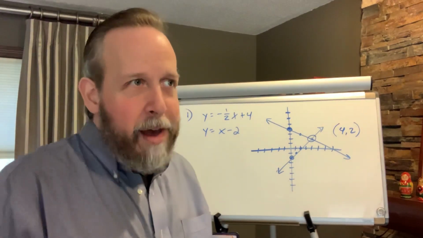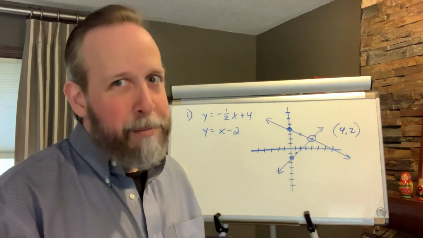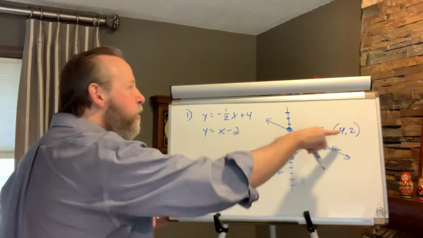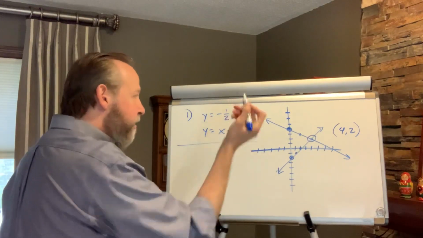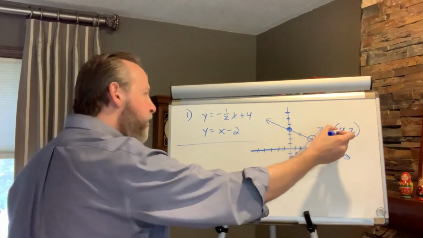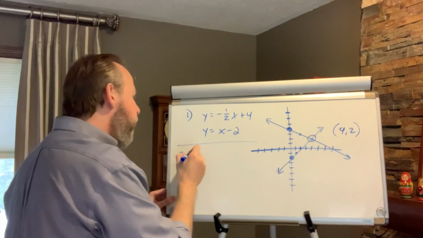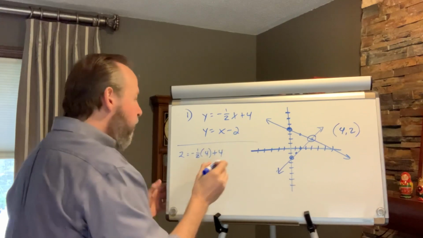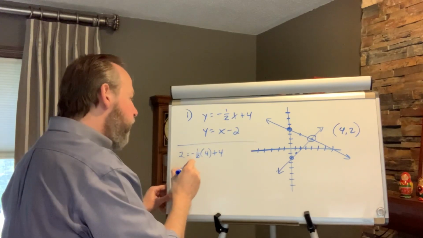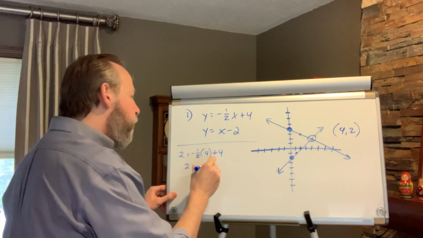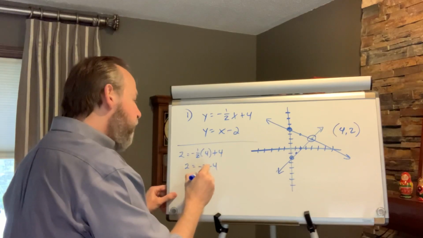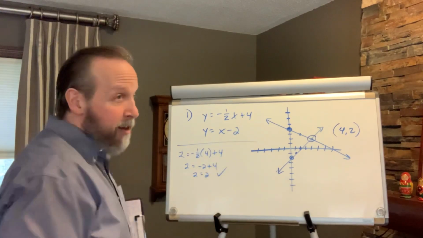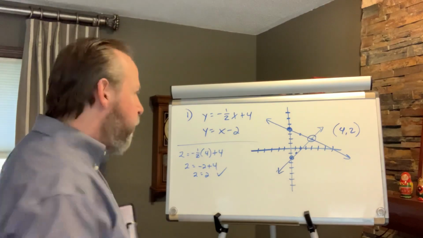Okay, well, how do I verify my answer is correct? I plug it in. 4, 2 should work for both of those lines. If it doesn't, it's wrong. So that's x, that's y. If 2 equals negative a half times 4 plus 4, then it works for the first equation. 2 equals negative 2 plus 4. It looks like that does work because 2 equals 2, and that's what it's supposed to equal.